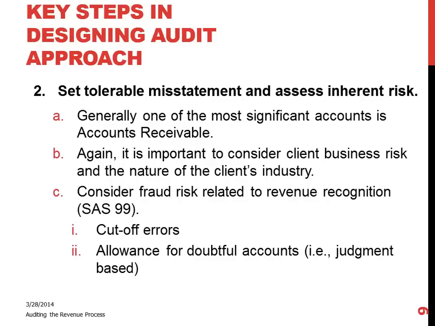Other things, again, we're in the planning stage. You're going to set the tolerable misstatement and assess inherent risk. So you want to look at what pertains to the sales and collection cycle. What's our inherent risk here? What are the factors that would cause the auditor to increase inherent risk or assess inherent risk as high?